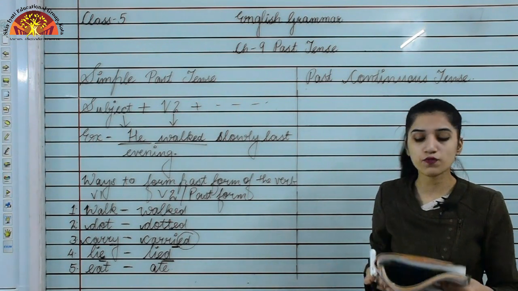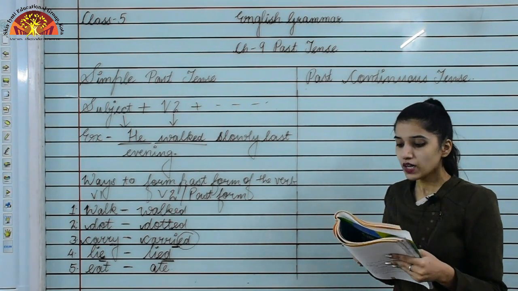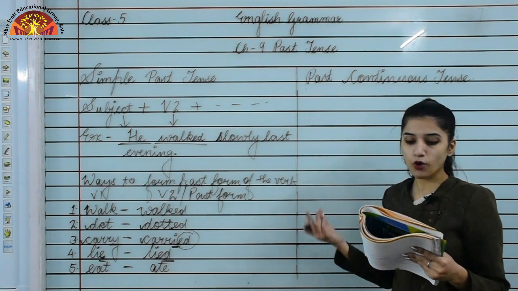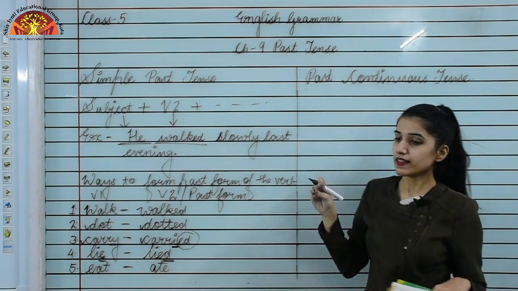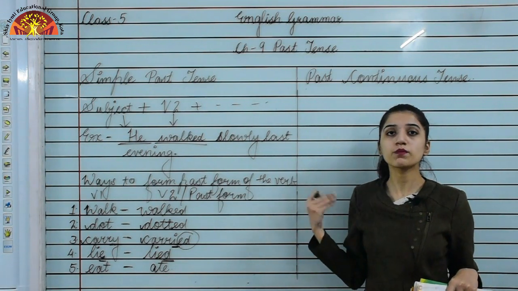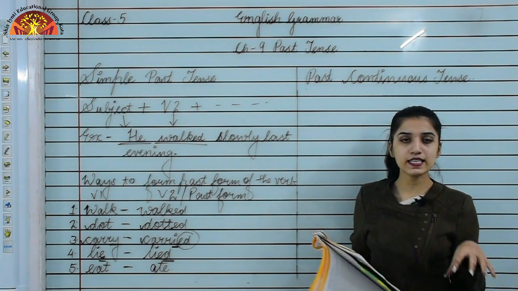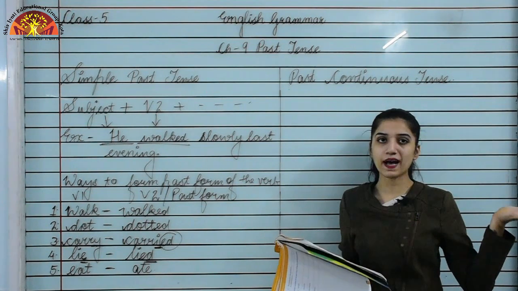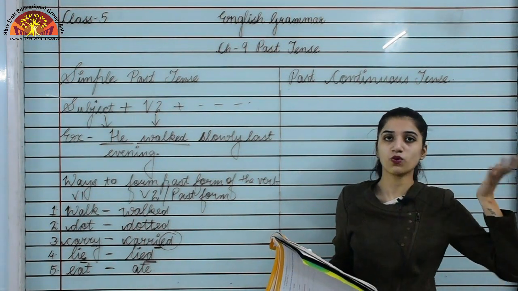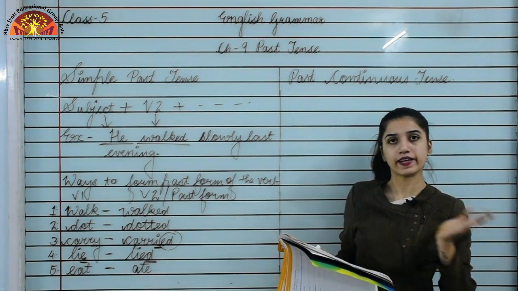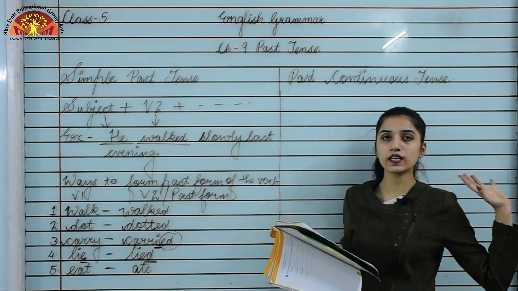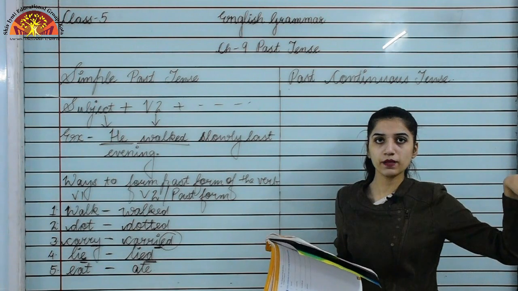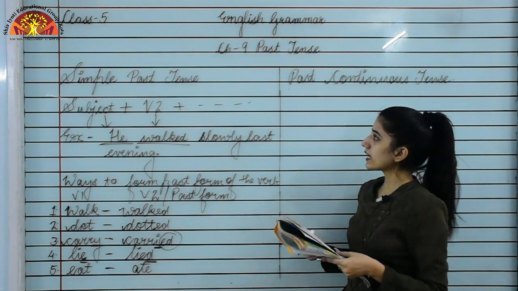It is used for actions that were going on, that were in progress at a particular time in the past. Let's suppose I say that I was watching a movie. If I am talking about the past time, what was I doing last night? I was watching a movie. So that was the action that was continuing at that particular point of time.